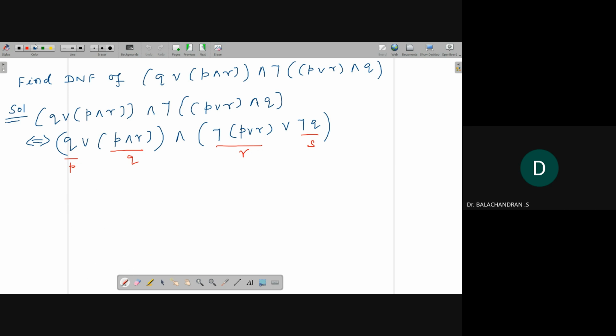This is equivalent to... the only thing is, sometimes if you open this one, then you may get stuck. Actually, I tried it in the classroom today. I opened this one, and it is a little bit difficult to find the DNF.